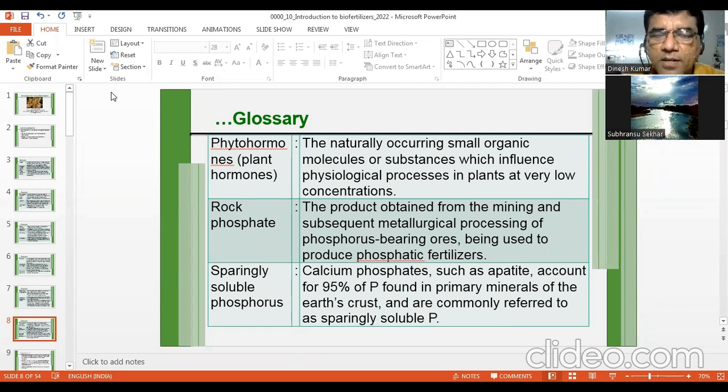Rock phosphate, the product obtained from mining and subsequent metallurgical processing. So rock phosphate, I will speak about tomorrow in your practical class. And the last item here is sparingly soluble phosphorus. Sparingly means very, very insoluble, difficult to solubilize. So calcium phosphates such as apatite account for 95% of phosphorus found in primary minerals of the Earth's crust and are commonly referred to as sparingly soluble phosphorus.